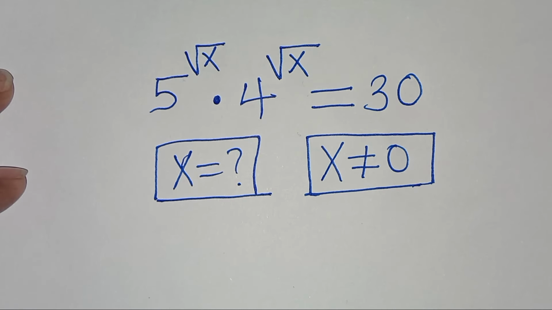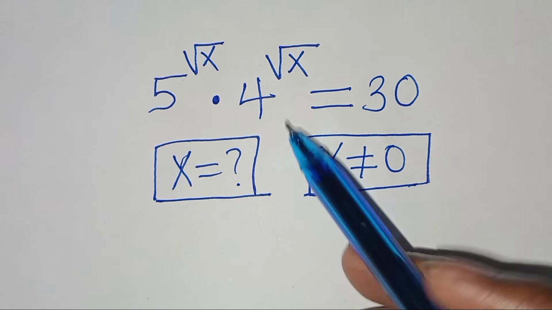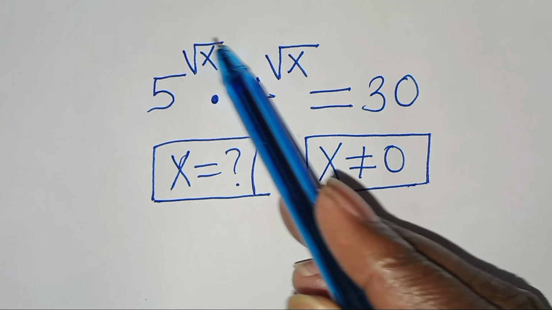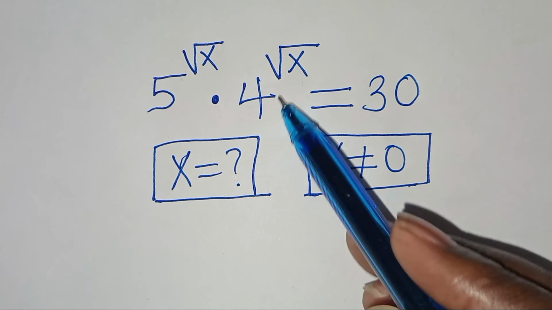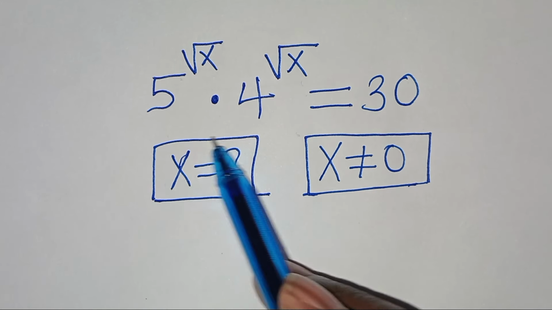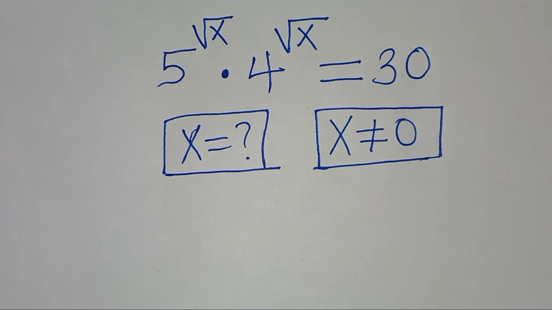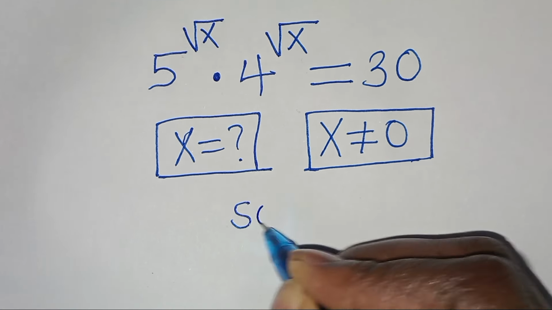Hello everyone, you're welcome to solve this nice exponential equation: 5 to the power of square root of x times 4 raised to the power of square root of x is equal to 30. What is the value of x, given that x is not equal to 0? So let's present the solution from here.